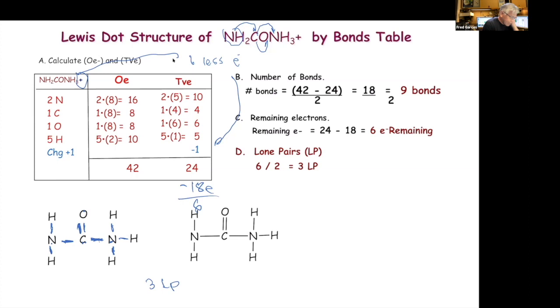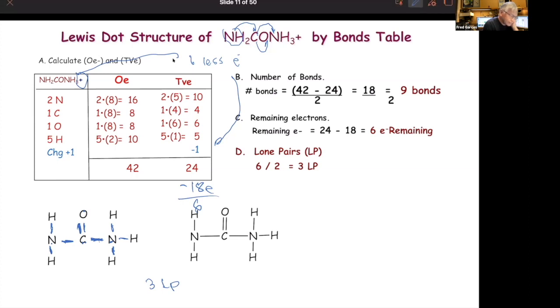This carbon has 8. This nitrogen has 8. But that oxygen only has 4 from the 2 bonds. So it needs 4 more electrons to give it 8. Okay, but remember, we need 3 lone pairs. We've only used 2. This other nitrogen needs the other lone pair because right now it only has 6.